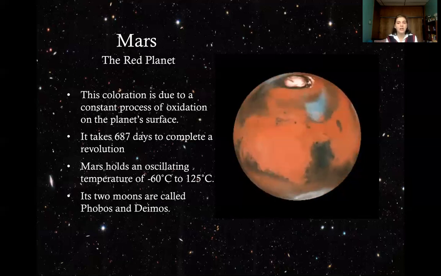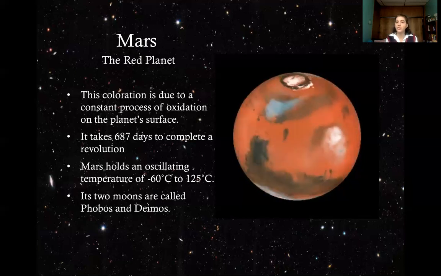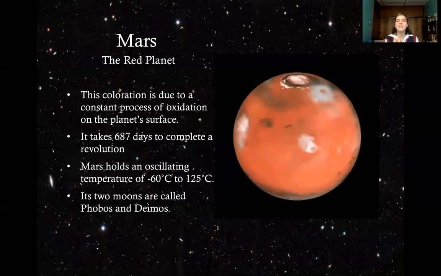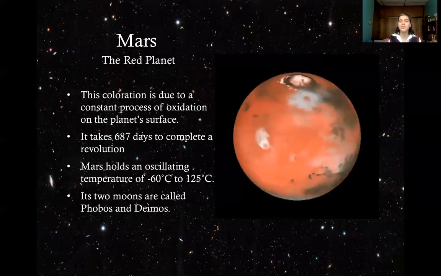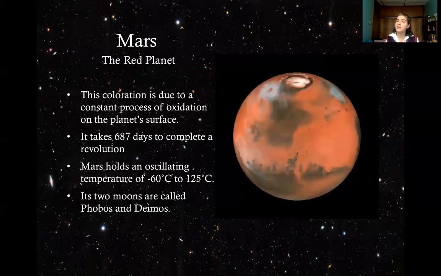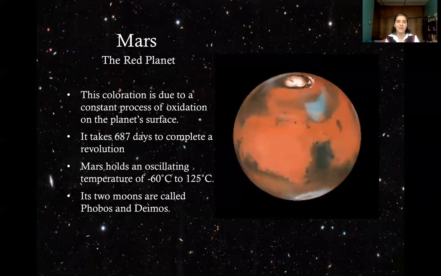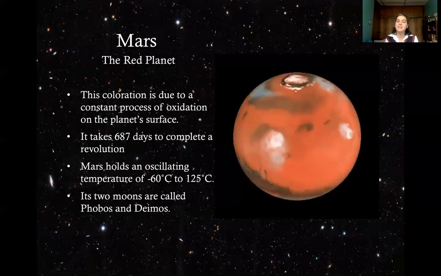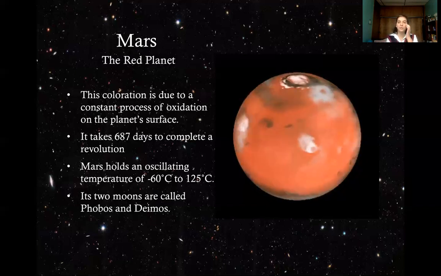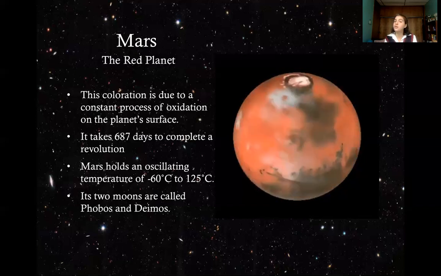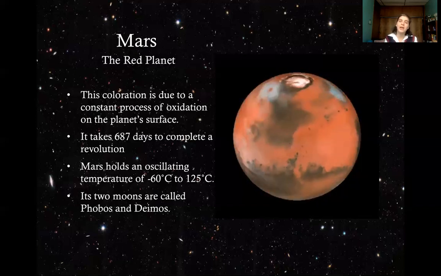We have not yet been able to stand on the surface of Mars. We have been sending rovers, which are little robots that have been exploring the surface of Mars, and we're going to review a little bit more information about them in a future class. Mars holds an oscillating temperature between minus 60 degrees to 125 degrees Celsius. It also has two moons, which are called Phobos and Deimos.